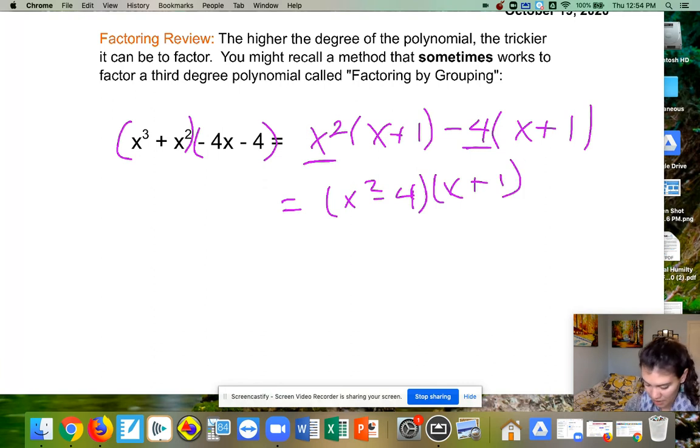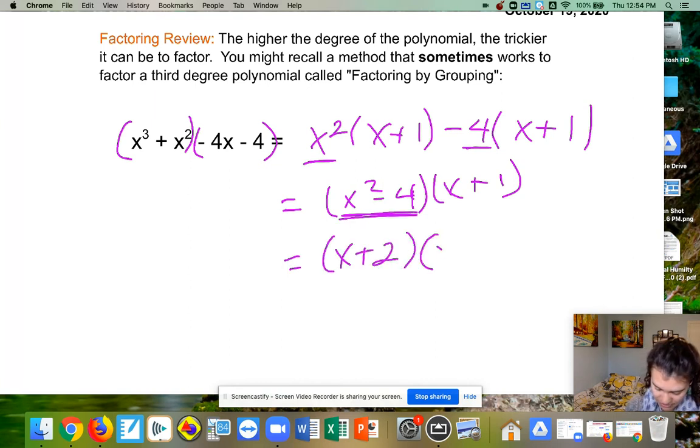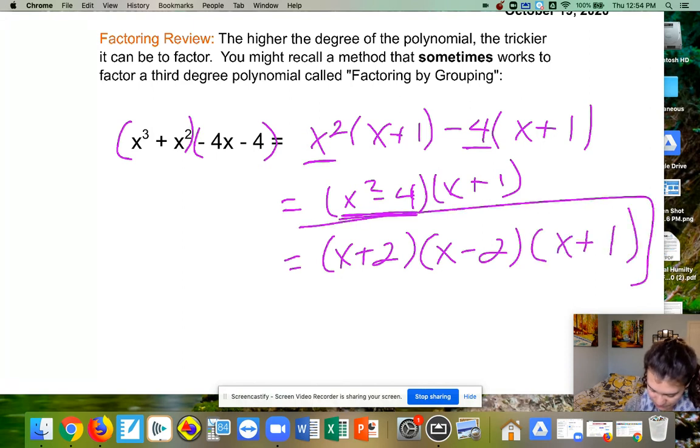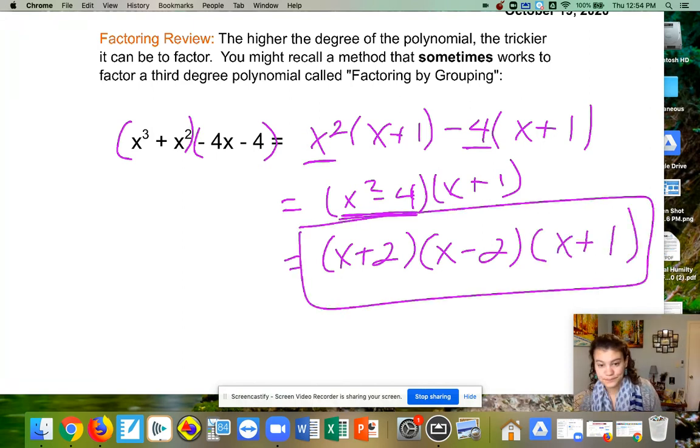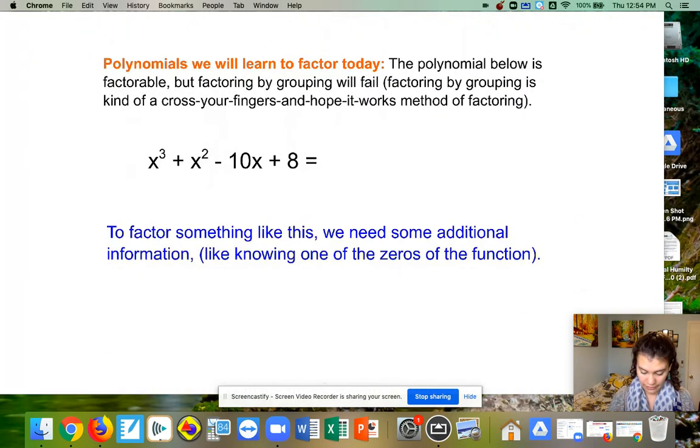So again, quick factoring. We're not quite done yet. This is the difference of perfect squares. You get x plus 2, x minus 2, x plus 1. And you're factored. Quick review of factoring. Now we're going to do it with other things.